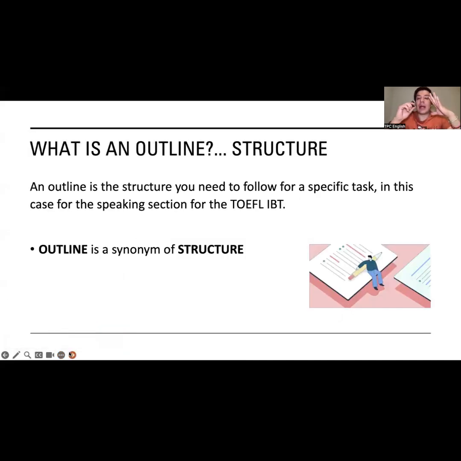Okay, first of all, in the TOEFL iBT test, it's very important that you use structures for the speaking section and the writing section. If you don't follow these structures or outlines, your score can be decreased. Okay, so what is an outline? An outline is the structure you need to follow for a specific task, in this case, for the speaking section of the TOEFL iBT. Outline is a synonym of structure.